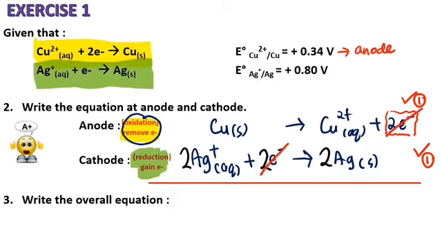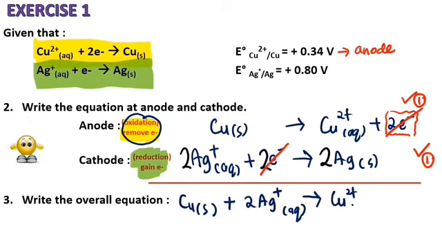Cancel. So, remaining equation overall is copper solid plus 2 mole of silver plus aqueous produce copper 2 plus aqueous plus 2 silver solid. Boleh? So, mesti including the phase for each of the species. So, dapat satu markah lagi untuk writing the overall equation. Dapat 3 markah dah soalan macam ni. Okay, next. Soalan seterusnya.